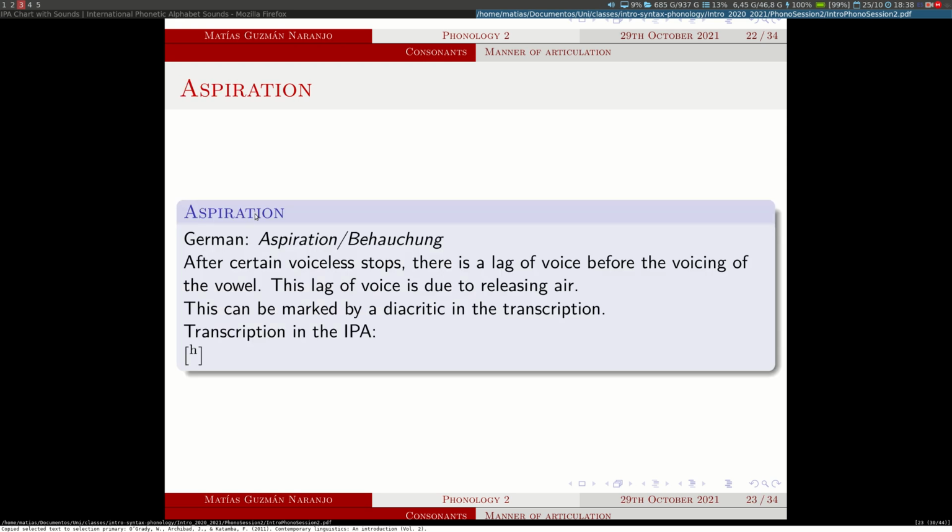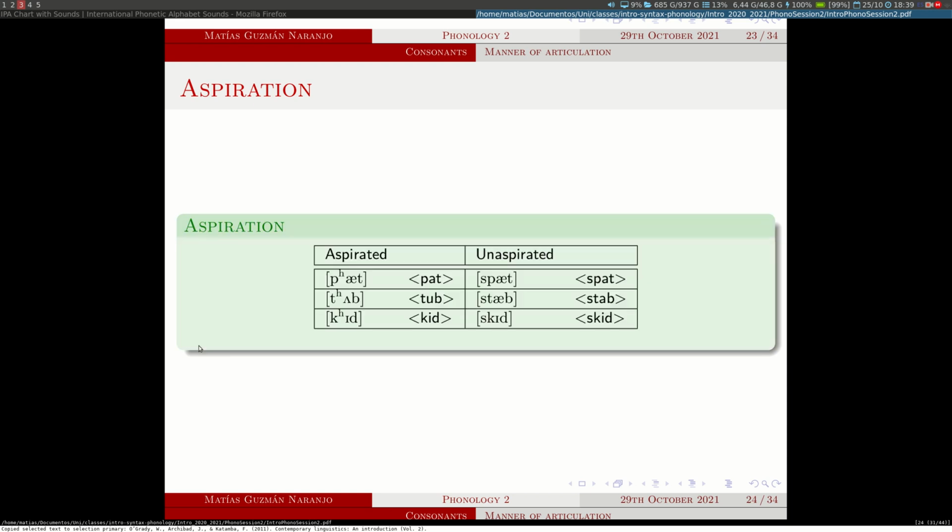So another type of articulation which is very important is aspiration. Aspiration happens in some languages after certain voiceless stops, where there is some additional breath after the stop finishes. This lack of voice is a release of air, and this is aspiration, and this is transcribed as a small raised h after the consonant. Some examples of unaspirated consonants are spat, stab, skid, versus the aspirated versions, pet, tab, kid.